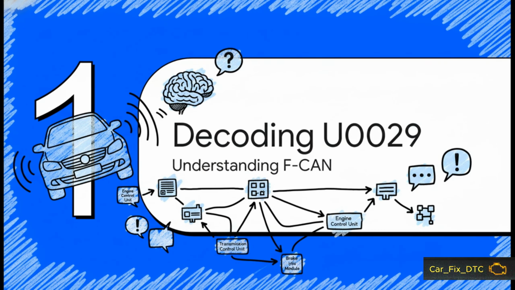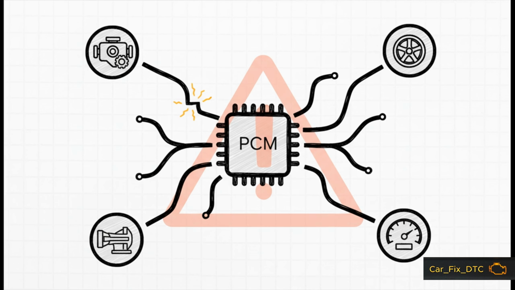All right, so to crack this case, we first need to understand the language the car is speaking. Let's start by decoding what this FCAN network really is. The best way to picture the FCAN network is to think of it as the central nervous system for your vehicle. Seriously, it's this whole web of wires that lets all the different components talk to each other and to the main computer. So when you get a U0029 code, it's like a general distress signal. The car's just yelling, hey, the signal's out somewhere. Our job is to play detective and find out exactly where that communication broke down.